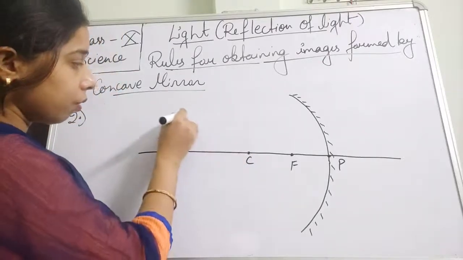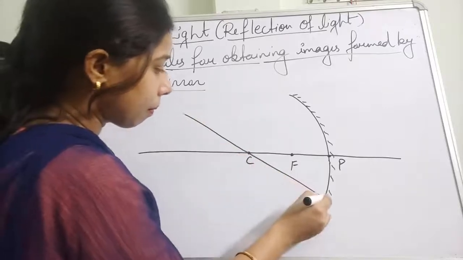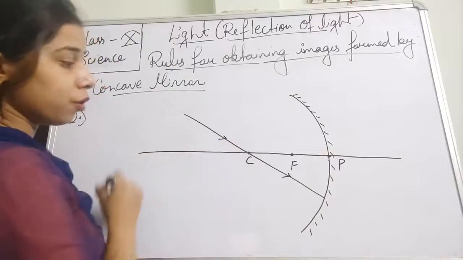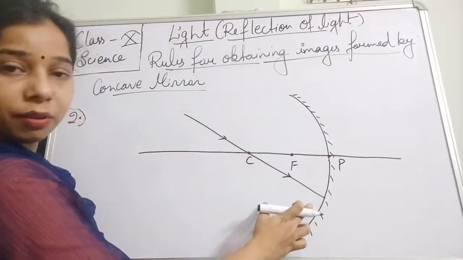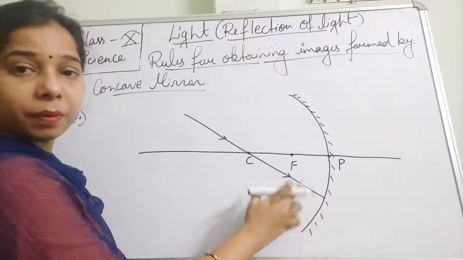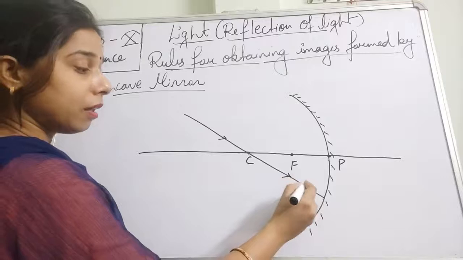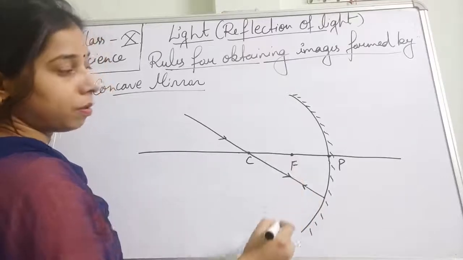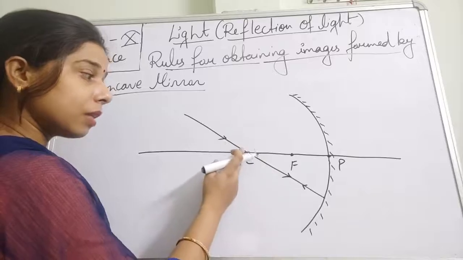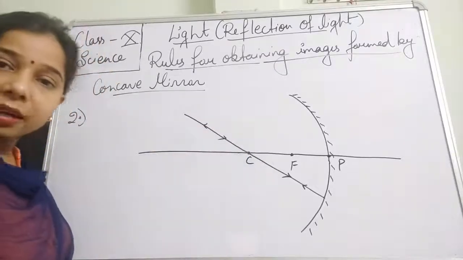If a ray of light passes through the center of curvature, then what happens? It gets reflected back by the mirror. The reflection of that light ray will come back along the same path. It means along the center of curvature only.